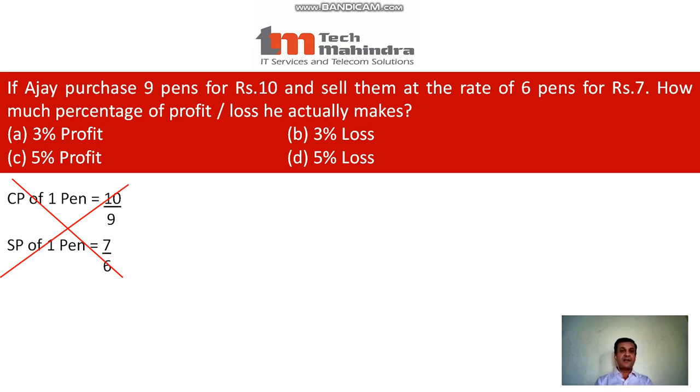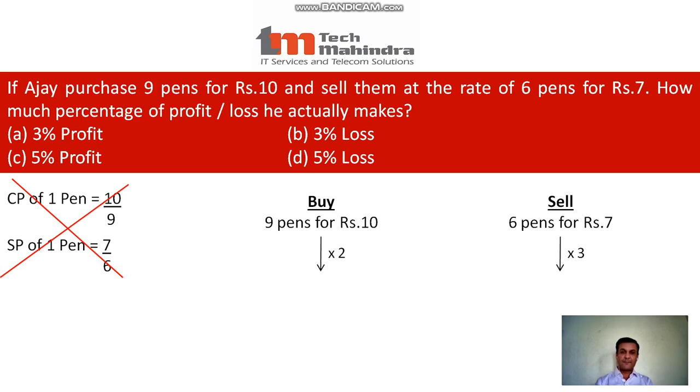Now what is the difficulty with this question? The exact difficulty is that the buying quantity and selling quantity are not equal. Can we make them equal? He buys 9 pens for 10 rupees and he sells 6 pens for 7 rupees. With the buying and selling quantities not equal, it's difficult to find out whether it is a profit or loss, and the percentage profit or loss. But can we make the buying and selling quantities equal? Yes, it can be made equal. Multiply the first, the buy quantity, by 2 and the second, the sell quantity, by 3. So 18 pens can be purchased for 20 rupees and 18 pens can be sold for 21 rupees.